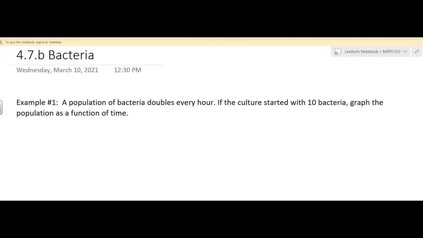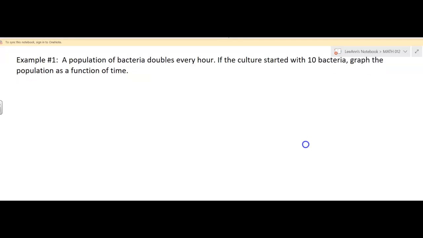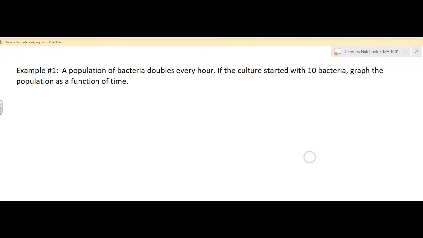Okay, so here we have a problem about bacteria. It says a population of bacteria doubles every hour. If the culture started with 10 bacteria, graph the population as a function of time. So according to our model, A of t is equal to 10, because that's the initial part. That's the A naught right there. E to the k t.